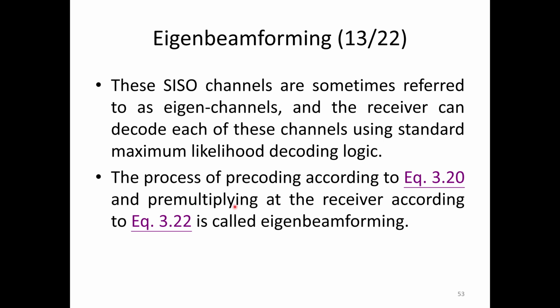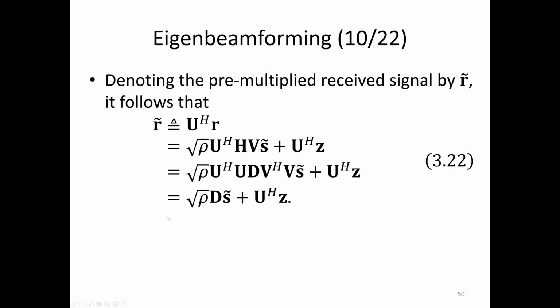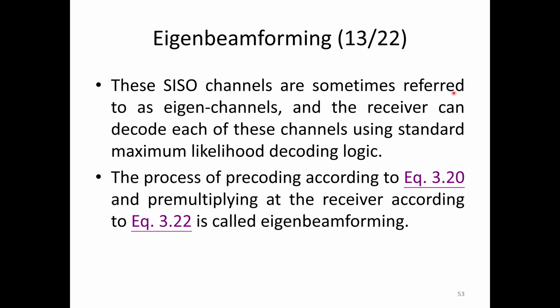And pre-multiplying at the receiver according to equation 3.22. Okay, let us go back to equation 3.22. In equation 3.22, R tilde is defined as U Hermitian times R. Okay, it is the pre-multiplied received signal R tilde. Okay, it's called eigenbeamforming.